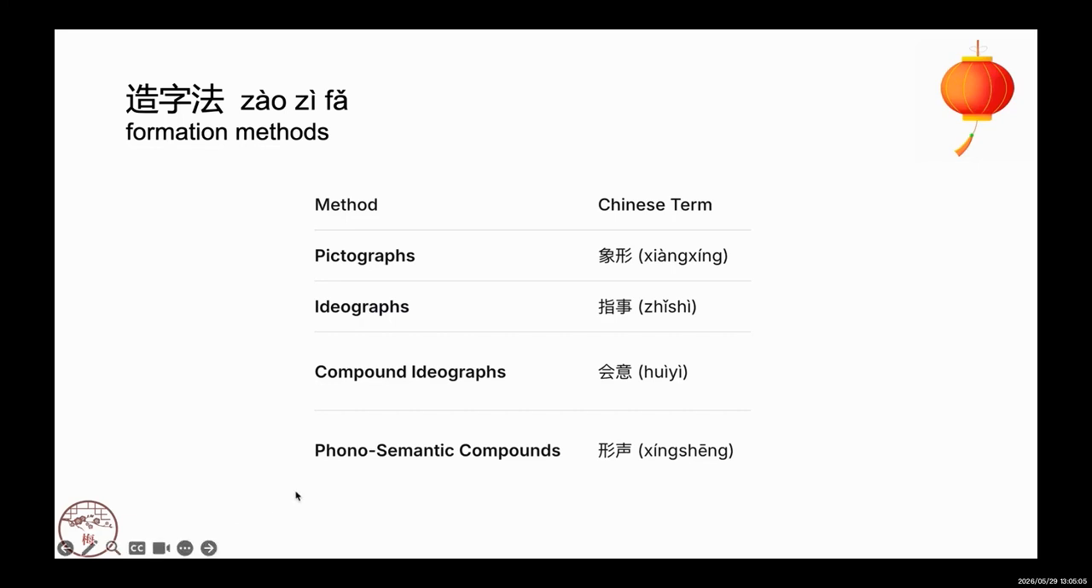The fourth type is phonosemantic compounds. 形声字. 形 means shape. From shape, we would know the meaning, right? Probably. 声 means sound. From the sound, we would be able to know how it pronounces. Actually, in modern Chinese characters, more than 80% of Chinese characters belong to this formation method, phonosemantic compounds.